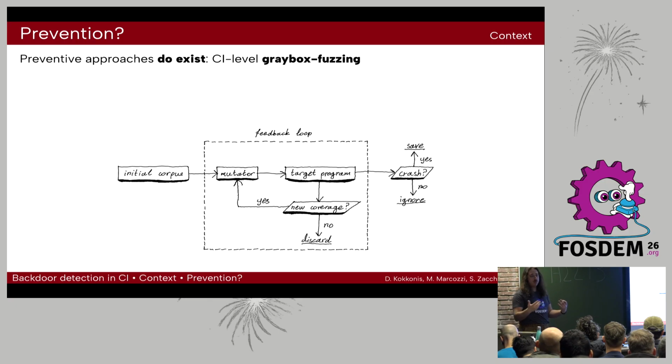Well, one way is to use fuzzing in CI. This is already in use. Just for those of you who don't know, fuzzing is a brute-force automated test generation approach where you spam your target program with a bunch of inputs, and you're hoping to make it crash, for example, and that might be a symptom of a vulnerability.